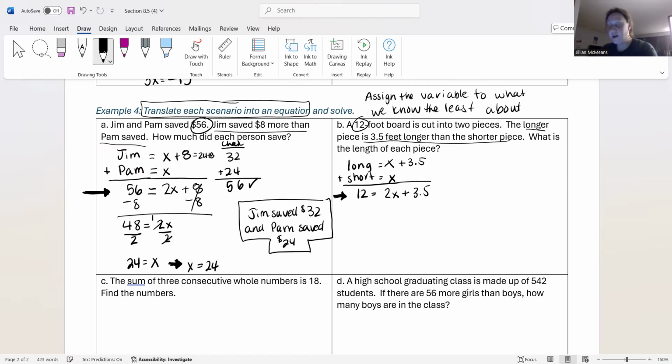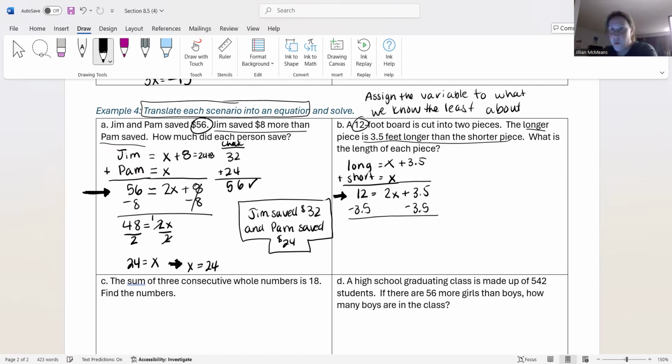If I solve this equation for x, I'll get the length of the shorter piece, and I can use that to find the length of the longer piece. And then we can check to make sure that the two lengths really do add up to 12 feet. Okay? So I've got 12 equals 2x plus 3.5. I've got a single variable term, which is fantastic. I need to isolate it now. So the issue is plus 3.5. So I want to undo that addition of 3.5. So I'm going to subtract.